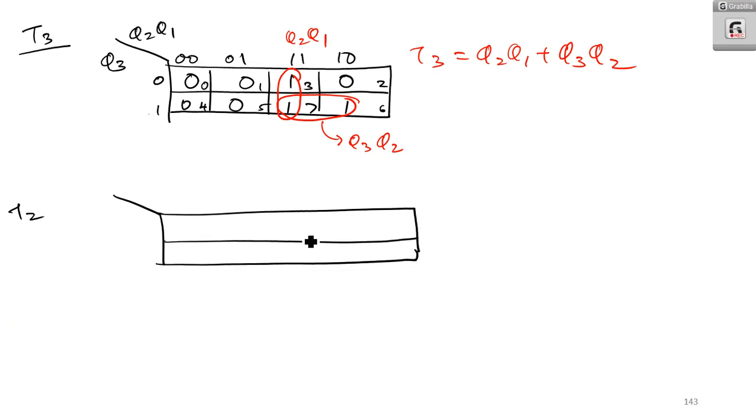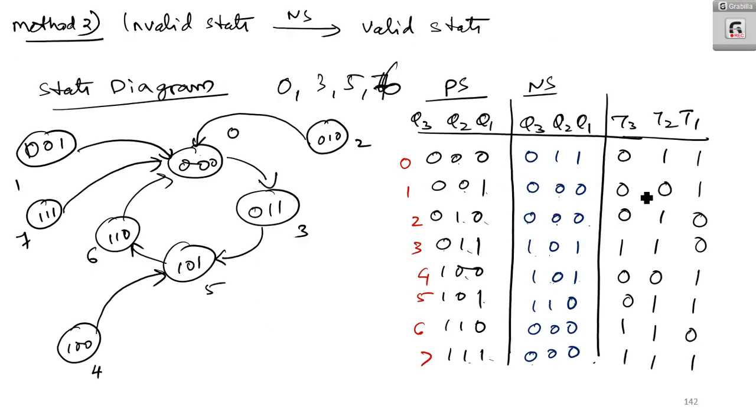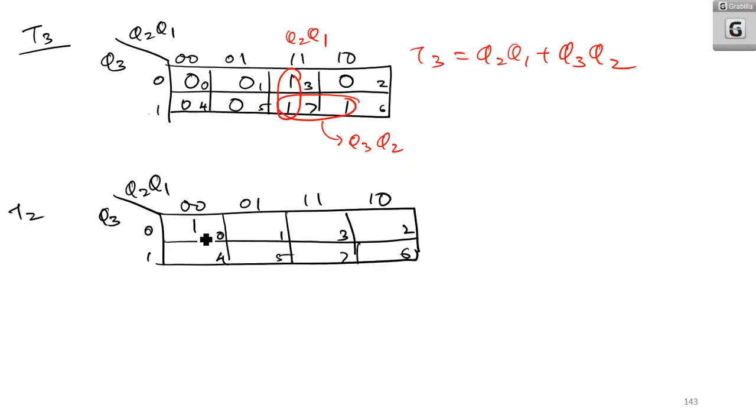Having a 3-variable K-map. This is Q3, Q2, Q1 with 0, 1 and 0, 0, 0, 1, 1, 1, 1, 0. Here I am having cells 0, 1, 2, 3, 4, 5, 6 and 7. So coming back to T2, it is 1, 0, double 1. 1, 0, double 1.